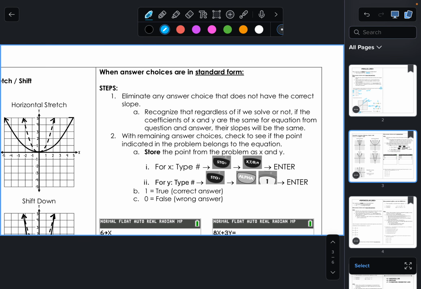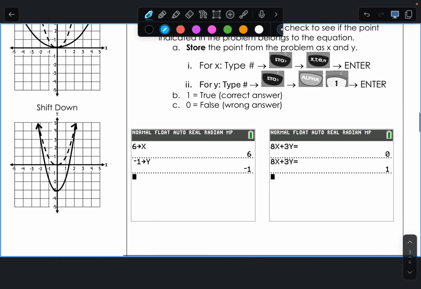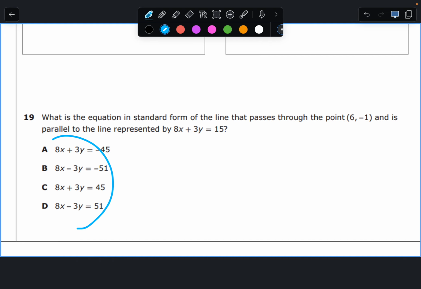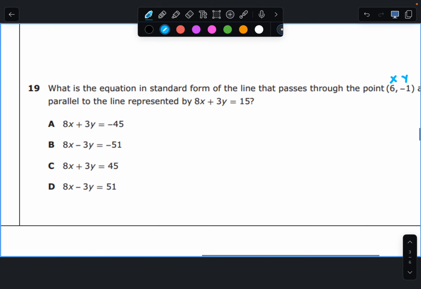There we go. Now, when your answer choices are in standard form, it makes it a little bit more difficult. It makes it longer. The way to first eliminate some answer choices is to check and see if (6, -1) belongs to those. There is a way to do that without having to check the table. You would have now 6 and -1. Those represent what kind of values? It's X and Y. So technically, you can store X and Y into the calculator, okay? And that's what we're going to do.